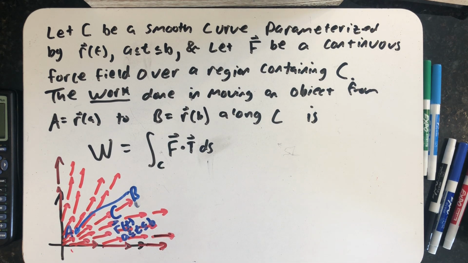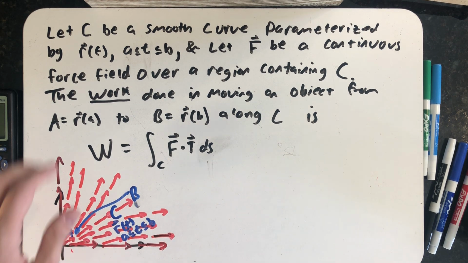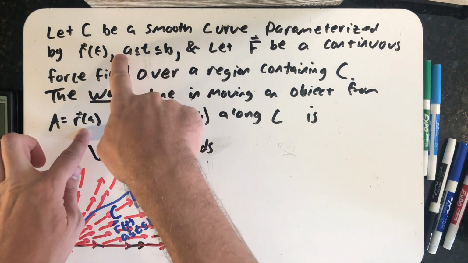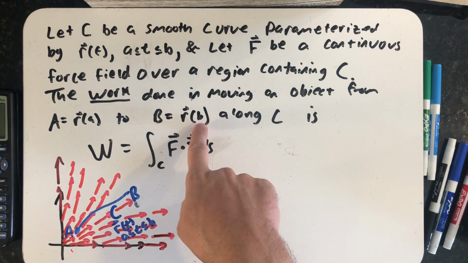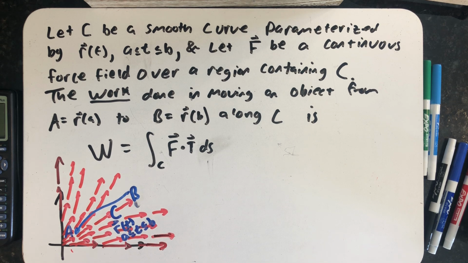Let C be a smooth curve with parameterization R of t for t between A and B. And let F be a continuous force field over a region containing C. The work done by the force in moving an object from A, this initial point when time is A, to B, the point R of B is pointing to.